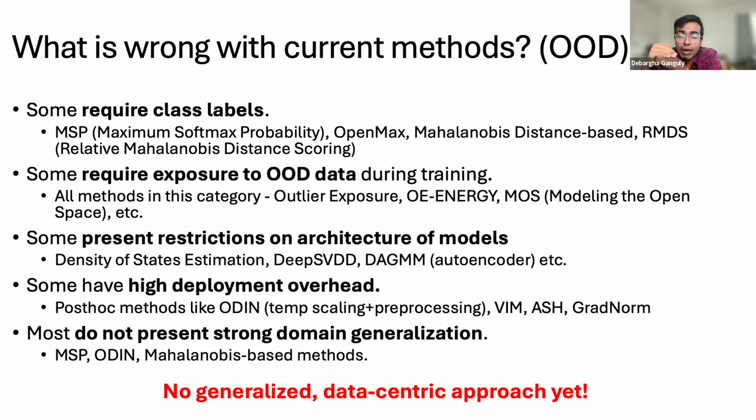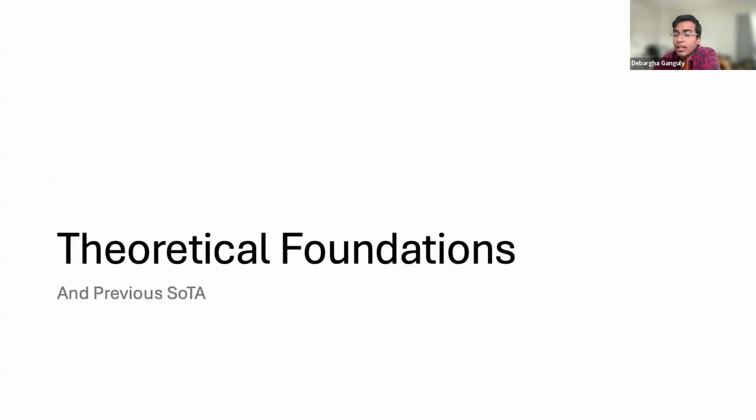Finally, none of these methods present very strong domain generalization. By strong domain generalization, I mean that most of these methods operate on top of the logits of your neural network. And therefore, because your neural network has not seen a lot of data, it cannot generalize beyond the very specific distributions, or the associated distributions near it, that it was trained on. So what we try to fix is to create a generalized and data-centric approach.